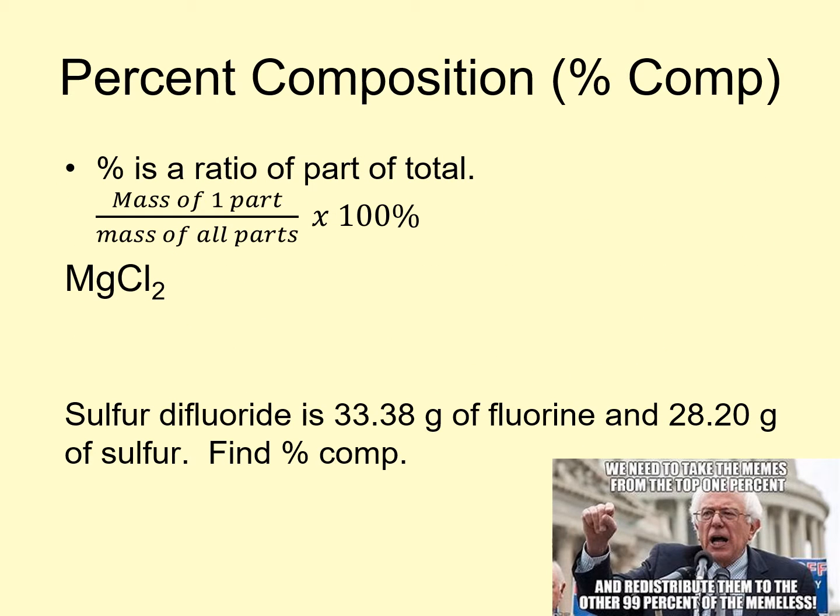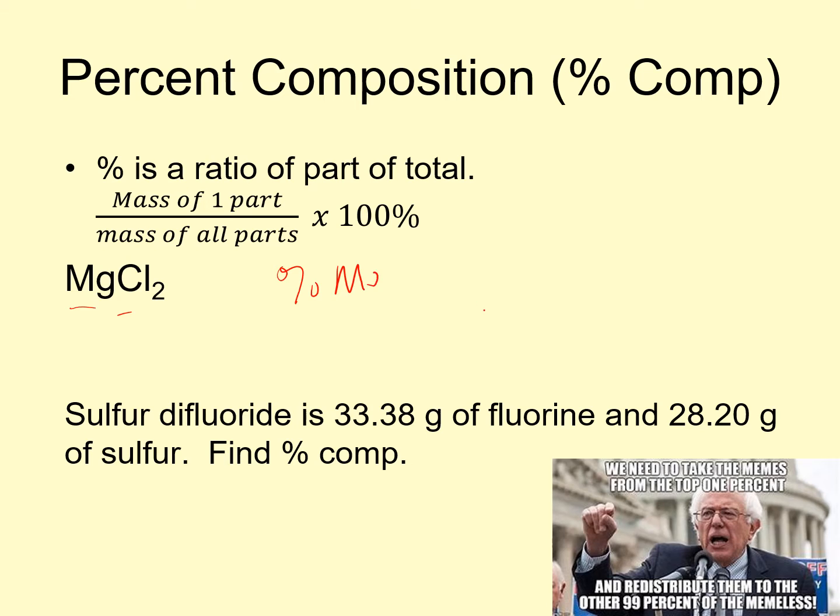So percent composition. Any percent is always a ratio, and the ratio is always the part on the top and then the total on the bottom. So we can do percent composition of a compound. There are two kinds of percents in here: percent of magnesium and percent of chlorine.